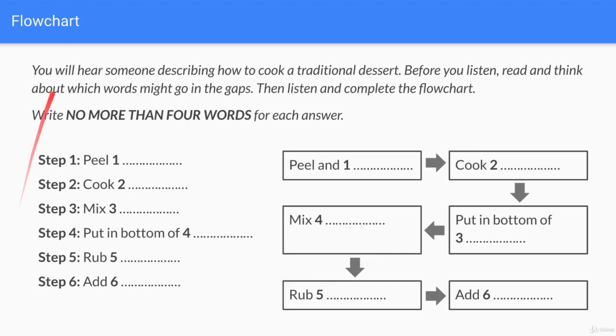Next, we have the flowchart question type. In this question, you're going to have some sort of a process in which you have to fill in the information and complete the sequence. So here we have a process of how to cook a traditional dessert. The process looks like this: step number 1, step number 2, then number 3, then number 4, 5, and 6, and you just have to complete the missing information in this process.